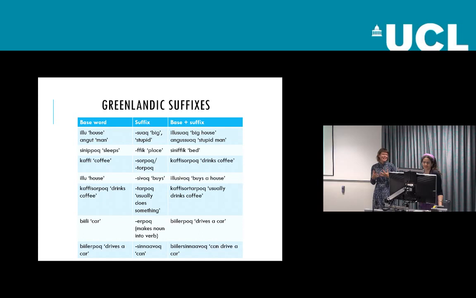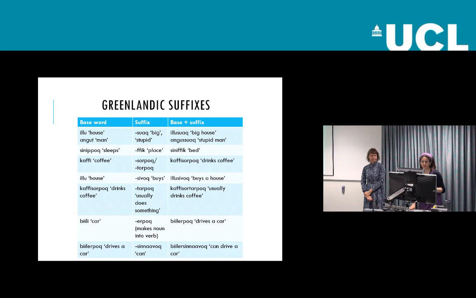And then we have bili, car, which is a Danish loan word. So it's got the b, which you wouldn't get in a Greenlandic word. And then you have this stuff. Oh, we skipped, sorry, because there's kaffisorpok. I skipped ahead of kaffisorpok, to iglusivok.